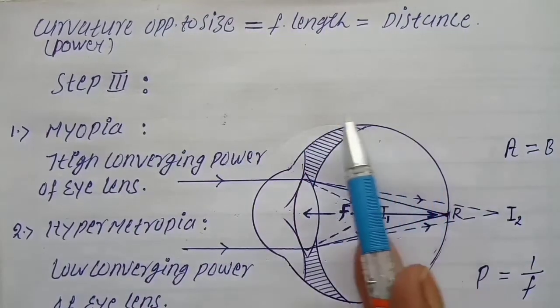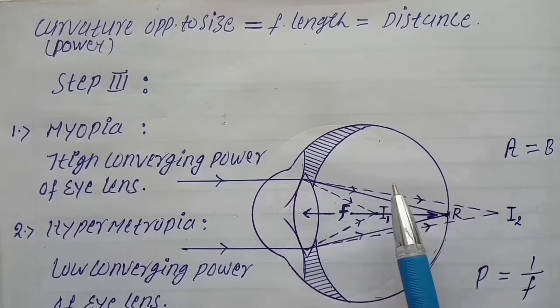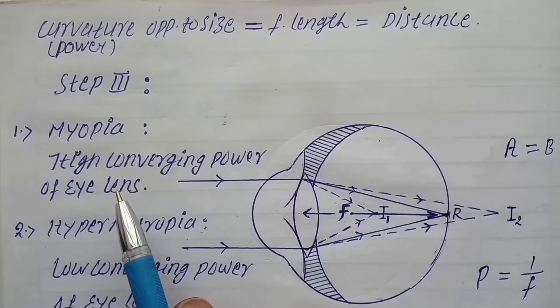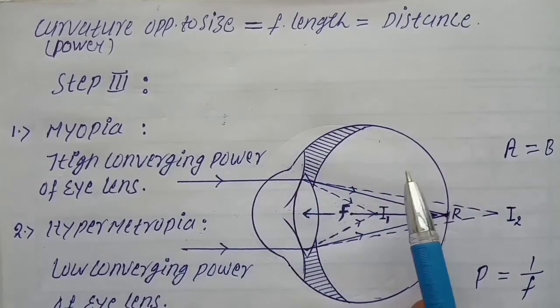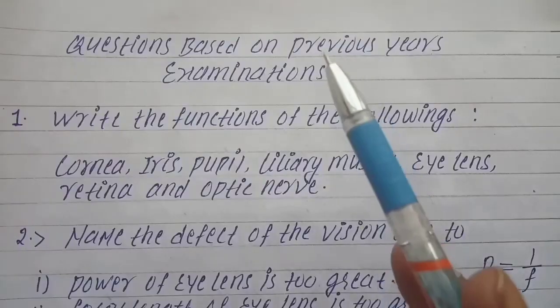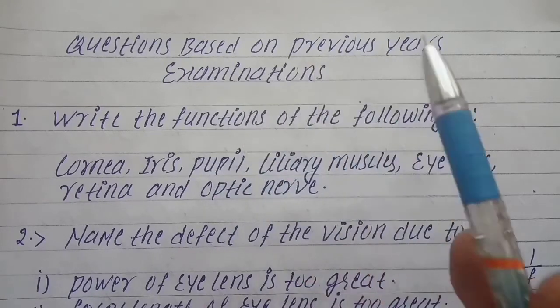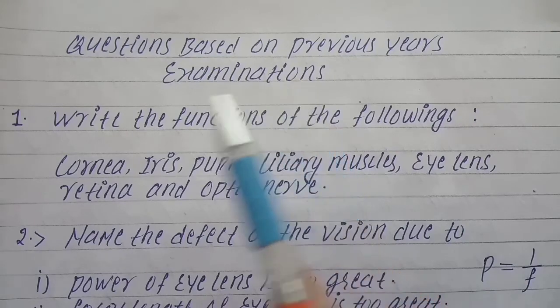So after completing all these three steps, all the questions based on human eyes, whether they belong to previous year examinations or forthcoming examinations, will be clear automatically. So let me try some questions. First we start questions based on previous year examinations. So let's start question number 1.